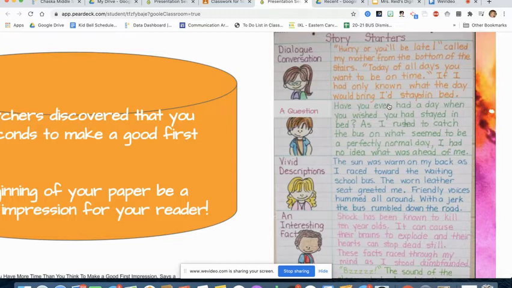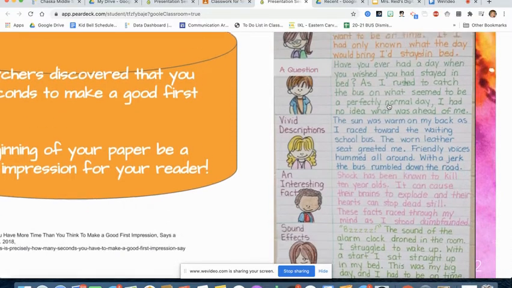For those of you who have read that book, you know what I'm talking about. Sometimes that's where you start, with a vivid description of the setting. The sun was warm on my back as I raced towards the waiting school bus. The worn leather seat greeted me. Friendly voices hummed all around. With a jerk, the bus rumbled down the road. So, super vivid description. That's one way to start a story.